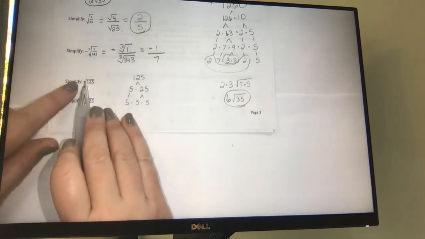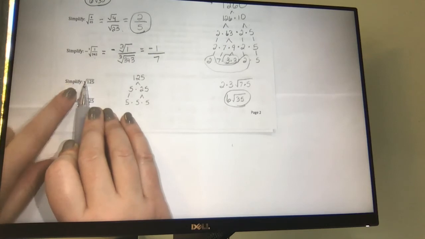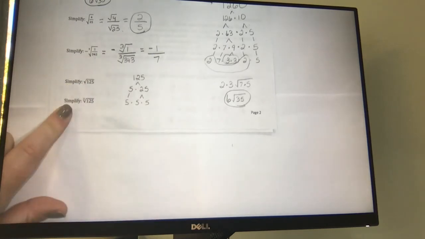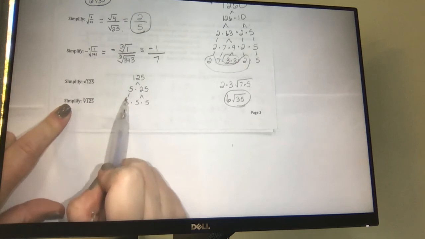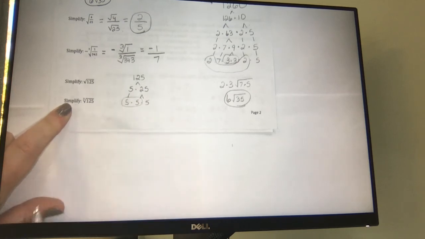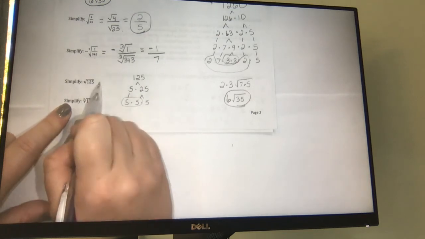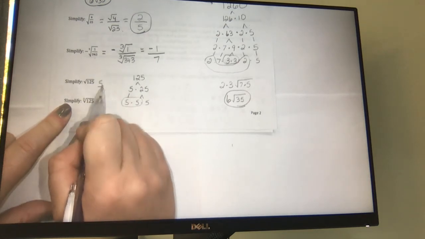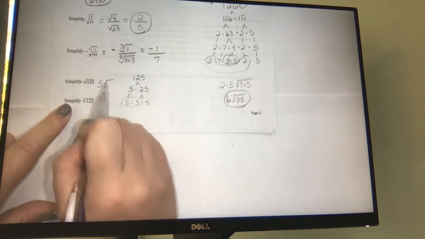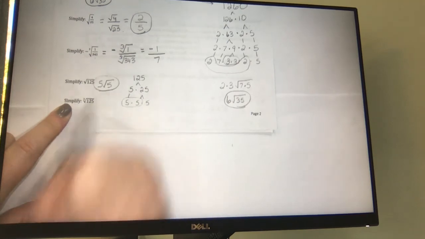All right, so for this problem right here, my index is 2. I only want 2 numbers that are the same. That's what I want for square root. So I take one of the group out. Everybody not in a group goes under. And there's your answer.